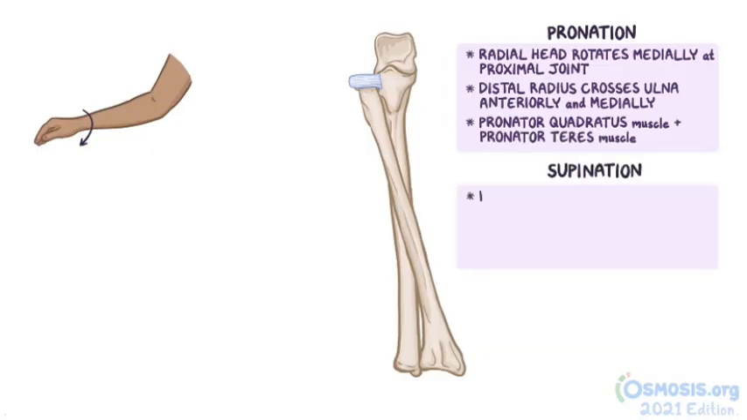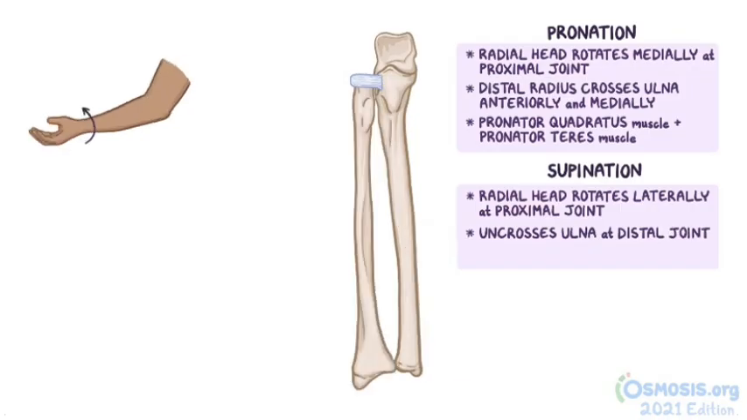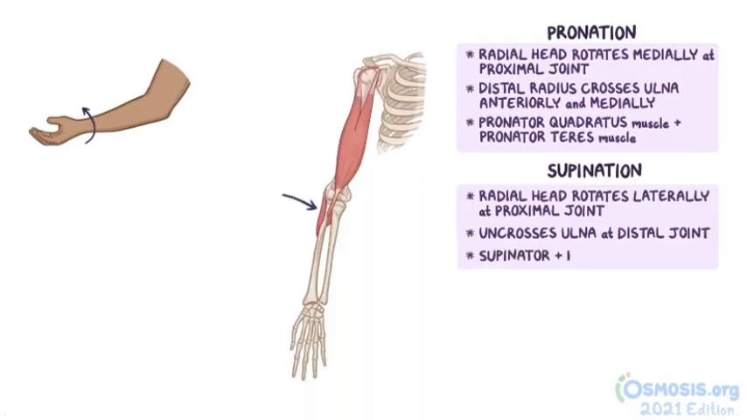During supination, the radial head rotates laterally at the proximal radio-ulnar joint and causes the radius to uncross the ulna at the distal radio-ulnar joint, making the bones parallel again. Supination is done by two muscles, the supinator and the biceps brachii.